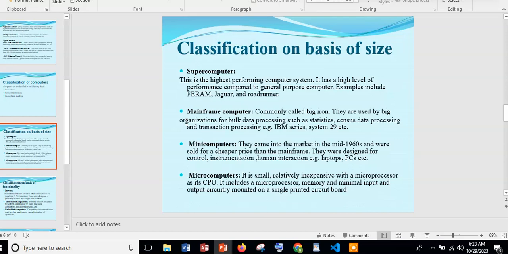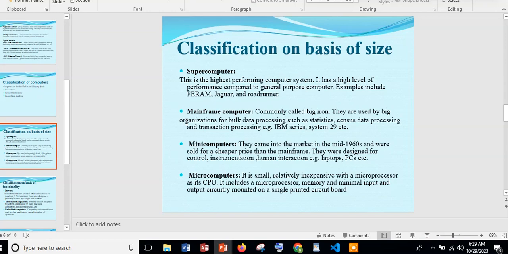The second type of computer, as we classify them on the basis of size, is the mainframe computer. It is commonly called the big I/O. These computers are used by big organizations for bulk data processing, such as statistics, sensors, data processing and transaction processing. E.g. we have IBM series, System 29 and etc.